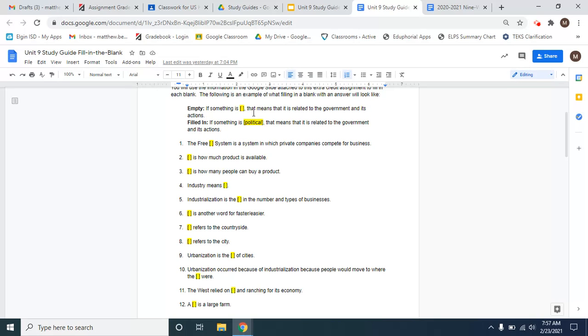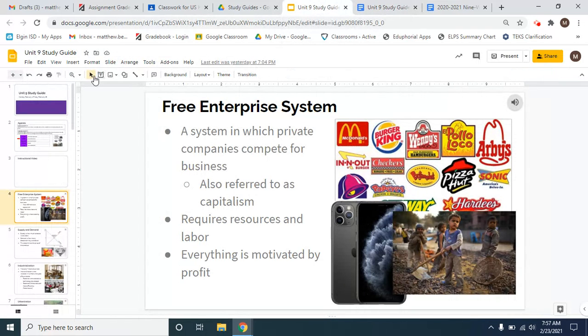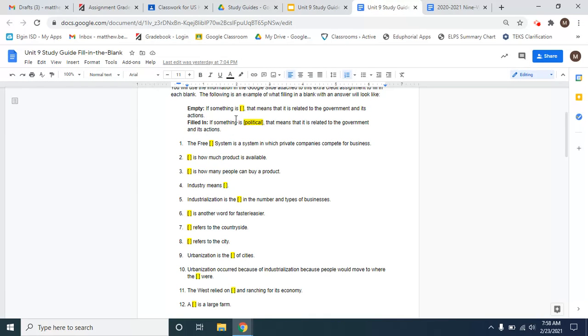The other thing, let me go ahead and show you an example for this first one. The free blank system is a system in which private companies compete for business. So hopefully you've already also opened up this study guide. Obviously, this is where the instructional video is, so I would hope that you would open this. Looking at this slide here, make sure that we're looking at the titles, because a lot of times the answer is in the title. The free enterprise system is a system in which private companies compete for business. So enterprise is the word that you want to type in here, okay?